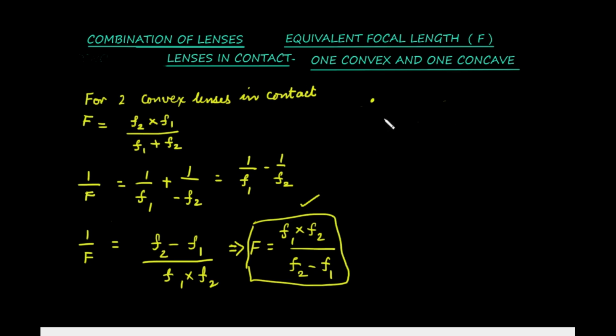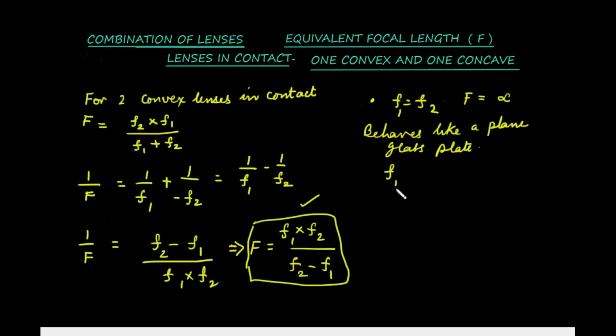What are those? F1 is equal to F2. Then what happens? F is equal to infinity. So that combination of one convex and one concave behaves like a plain glass plate.